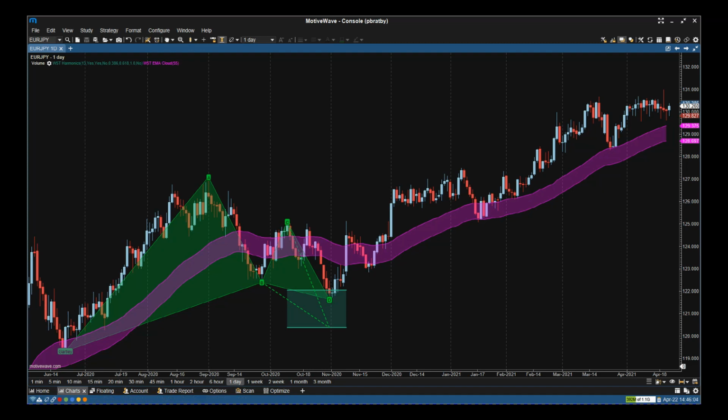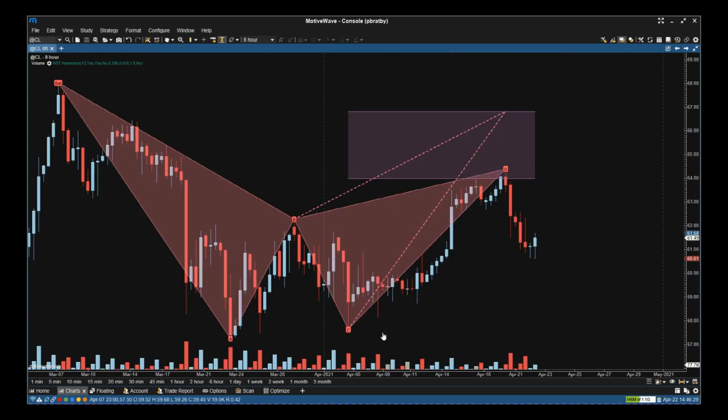Let's have a look at another example. So this is oil on the 8 hour. Really good Bat pattern complete here in the automated completion zone, and we're looking for that short longer term. Early days yet, but it's just completed in April 2021. Again, I wouldn't go any lower than 8 hour, maybe 4 hour if you were looking at futures on oil and things like that. But overall, this is just another example where the harmonic pattern is identified.